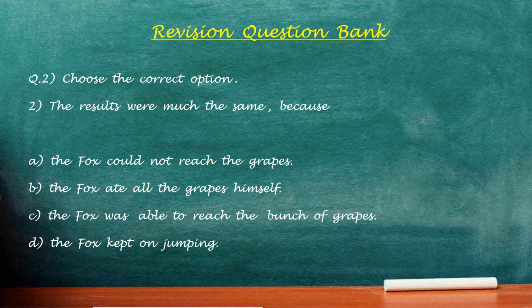Number 2. The results were much the same because. Your options are A. The fox could not reach the grapes. B. The fox ate all the grapes himself. C. The fox was able to reach the bunch of grapes. D. The fox kept on jumping.